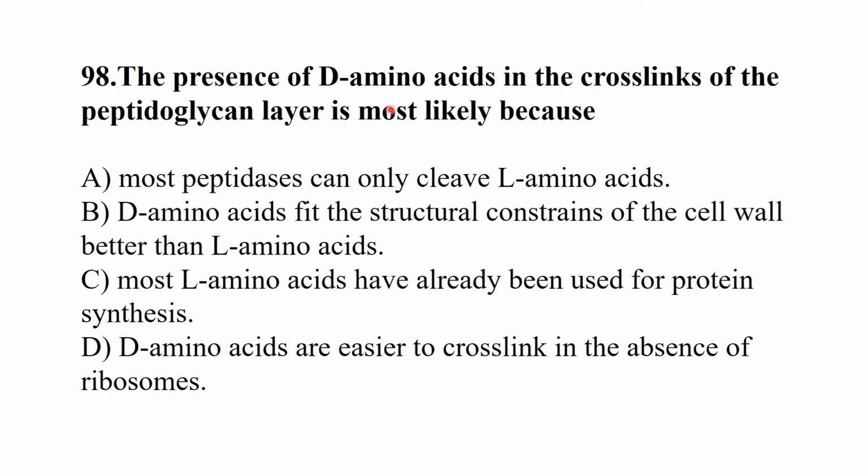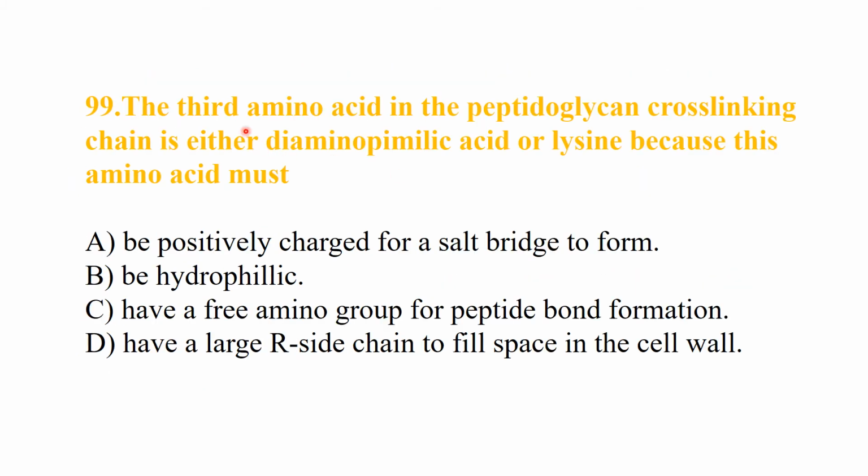The presence of D amino acids in the cross-links of the peptidoglycan layer is most likely because, in the peptidoglycan layer, the cross-links mainly contain D amino acids. What is the reason for the presence of these amino acids? The best answer is that most peptidases can only cleave L amino acids. The third amino acid in the peptidoglycan cross-linking chain is either diaminopimelic acid or lysine, because this amino acid must have a free amino group for peptide bond formation.